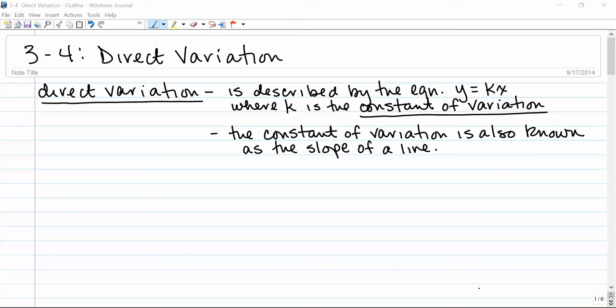Section 3.4 is on direct variation. Direct variation is described by the equation y equals kx, where k is the constant of variation. The constant of variation is also known as the slope of a line.